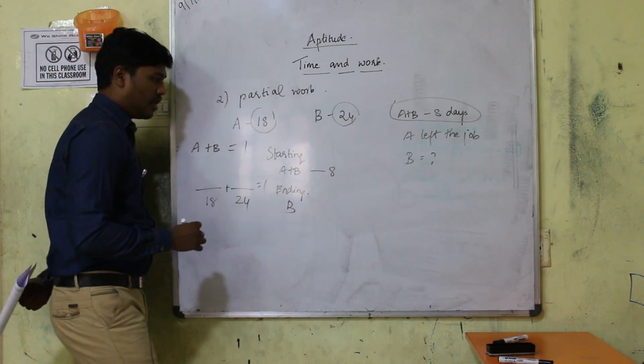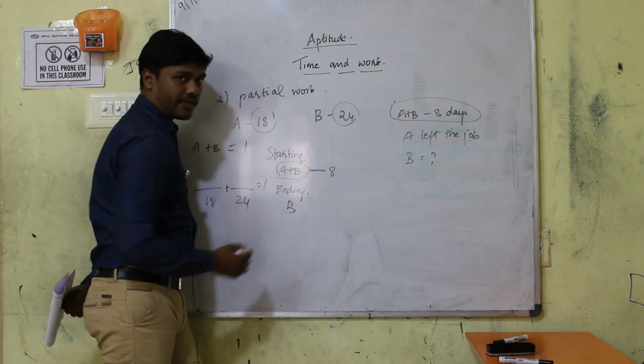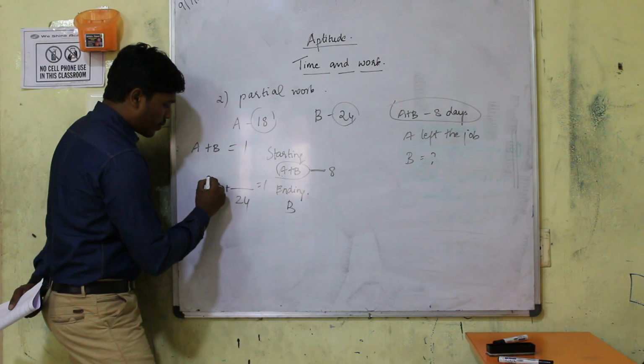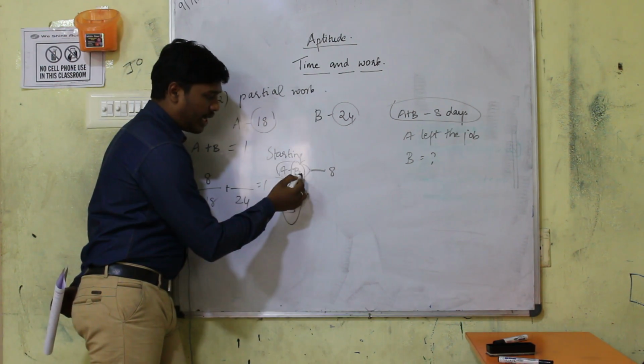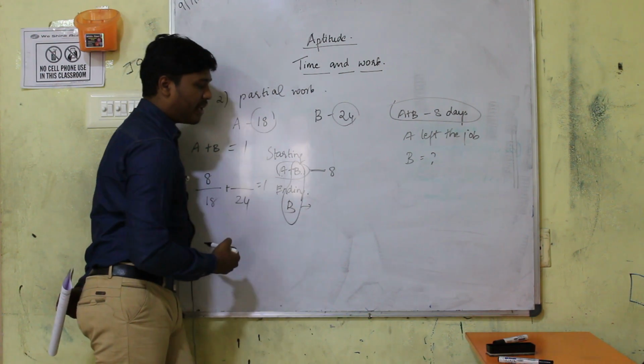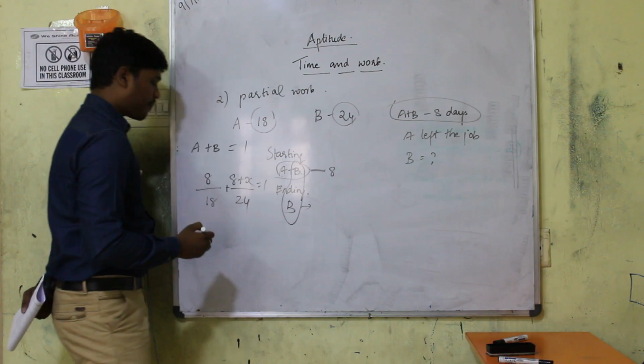Okay, look at here. A works only for 8 days. After 8 days he left the job. So A works only for 8 days. But look at B. B works along with A and completes the remaining work. So along with A, plus the remaining work.